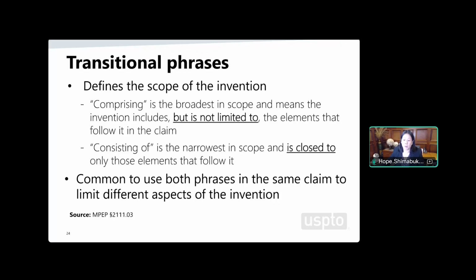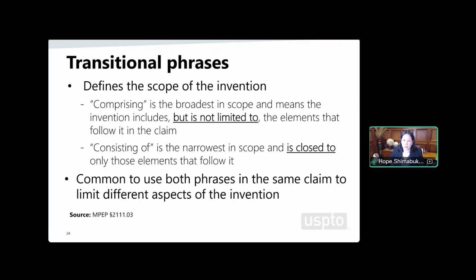The scope of the comprising claim includes those elements that are listed in the claim and can include more than those essential elements, which means that an examiner can look for prior art that includes those essential elements, but the prior art can also have more structure or more features.